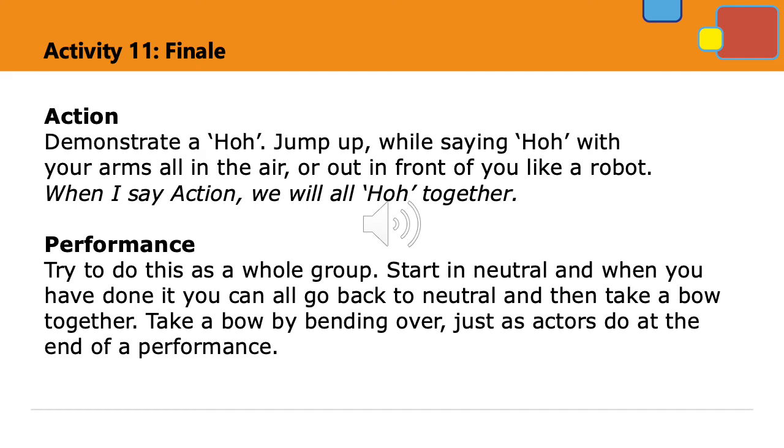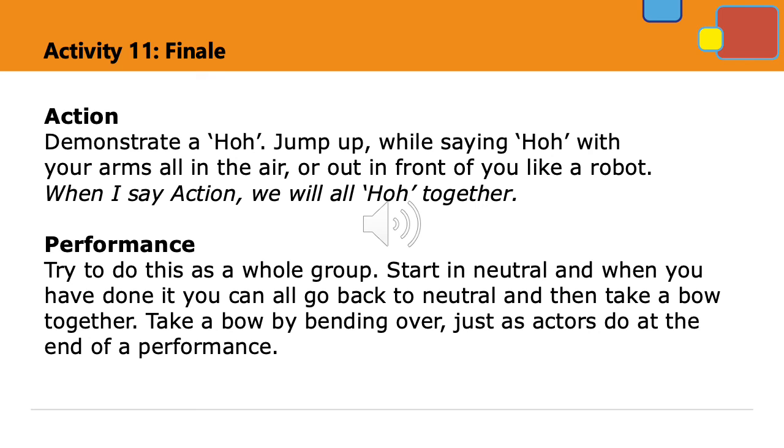Performance. Try to do this as a whole group. Start in neutral. And when you've done it all, when you've done your "ha", you can go back to neutral. And then take a bow. Take a bow together by bending over, just as actors do at the end of a performance.